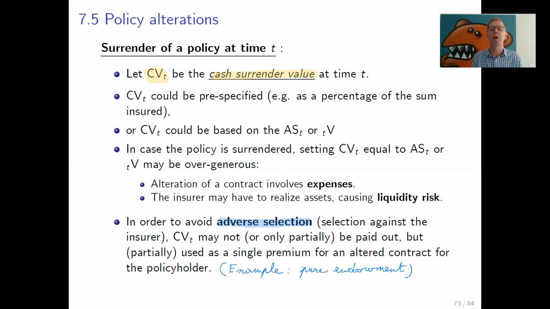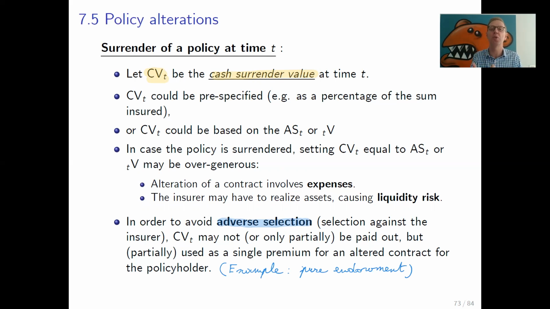Take as an example a pure endowment contract. The person who has a pure endowment will receive, at the moment that he retires, an amount of 500,000. Suppose now this person is 10 years before his retirement age, and he realizes that he will die in the coming years. He will never reach the pension age of 60, let's say. So what will he do? He will go to the insurer and tell the insurer, I want to surrender my policy, give me my policy value, or give me my cash surrender value.